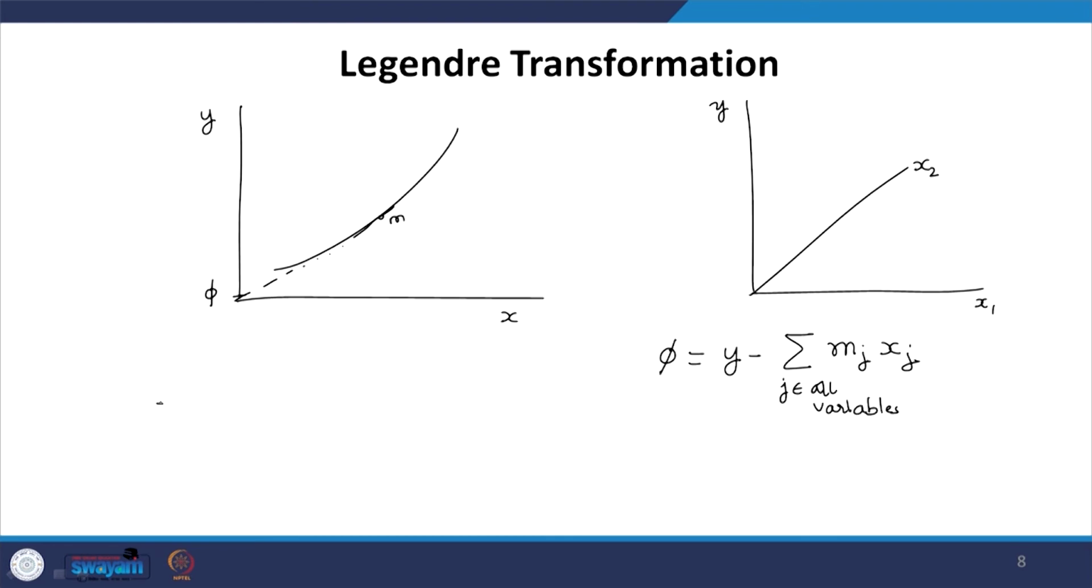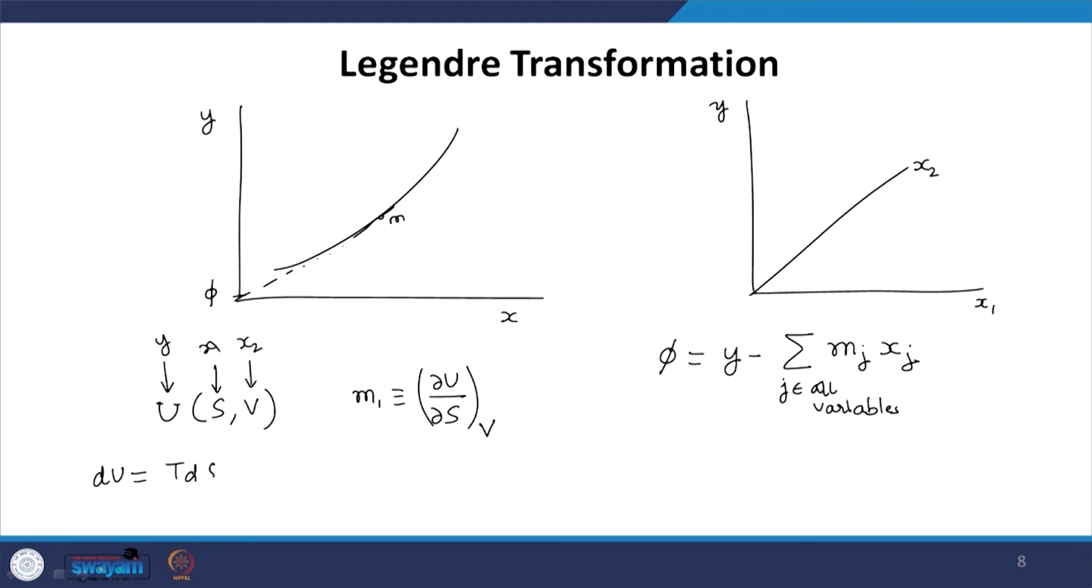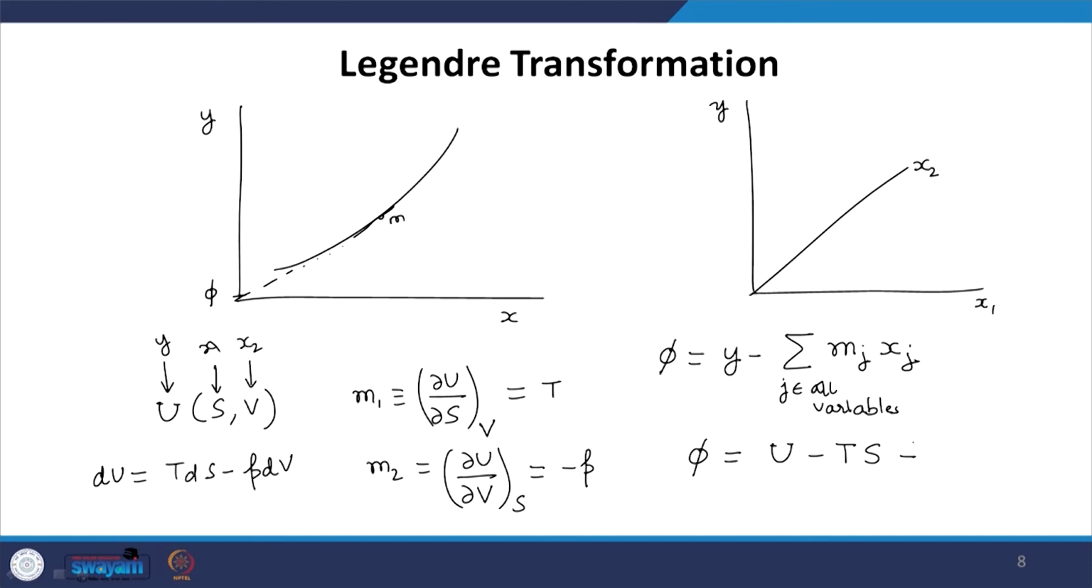And you can see how it will be applied. So, in this case, if I start with this function U as a function of S and V, this becomes my y, this becomes my x1, this becomes my x2. I can define my m1 as ∂U/∂S at a constant volume, and we knew that dU is TdS minus PdV. So, m1 is equal to T, and m2 is ∂U/∂V at constant S, that is equal to minus P, and therefore, I can define my phi as y, y is U, minus m1 x1, m1 is T and x1 is S, minus m2 x2. So, m2 is minus P, so we have a plus sign, and x2 is V, so we have V.